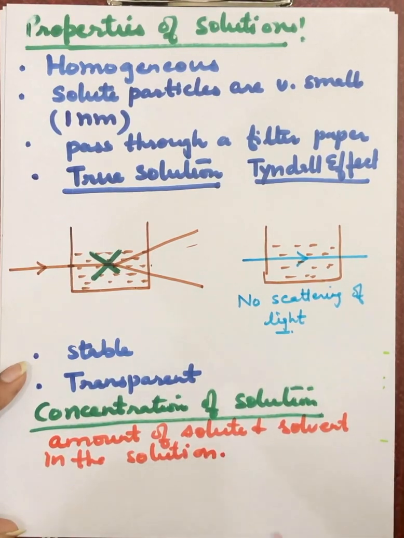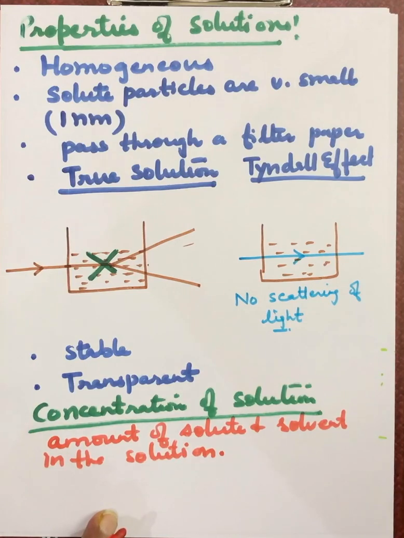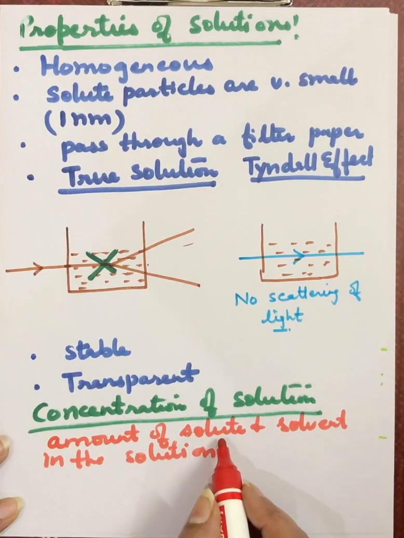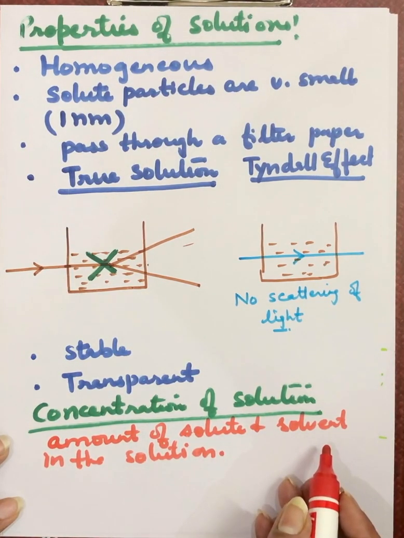Like if I ask you to prepare a solution of copper sulfate in water. Now some of you will take, for example, 100 ml water, some of you will take 200 ml of water. In that water, some of you will add 10 gram of copper sulfate, some of you will add 100 gram of copper sulfate. You all have prepared a solution of copper sulfate in water, but how these solutions are different is in the amount of solute and solvent that you have used.